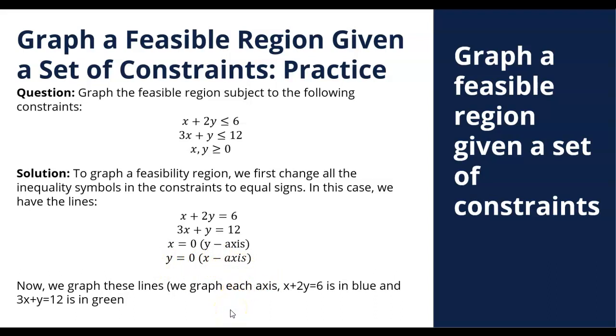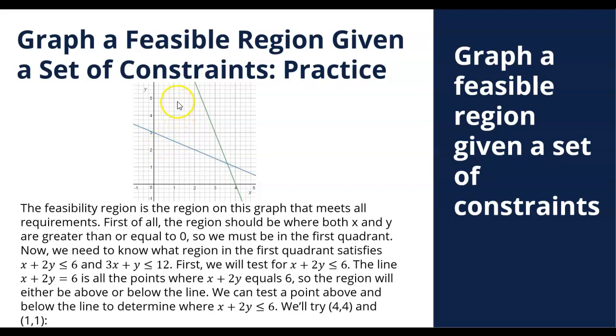We graph each axis. So the line x plus 2y equals 6 is in blue, and the line 3x plus y equals 12 is in green. Now, first of all, we have x and y greater than or equal to 0. That means that we are going to consider the part of the graph of these two lines on the first quadrant, because it is on the first quadrant where both these conditions are satisfied, when x and y are both greater than or equal to 0. So now the feasible region is the region on this graph that meets all the requirements.